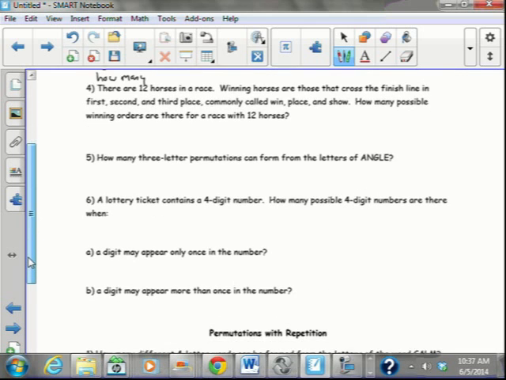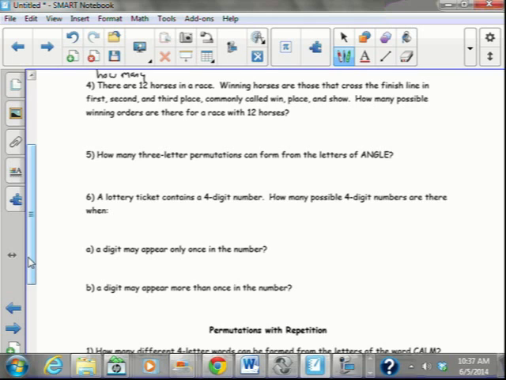All right. So there are 12 horses in a race. Winning horses are those that cross the finish line in first, second, and third place, commonly called win, place, and show. How many possible winning orders are there for a race with 12 horses? Same type of thing. So you have 12P3. That's 12 times 11 times 10. You have 12 options for the first one. Once that's taken, there's 11 left. Then there's 10 left after that. So there are 1,320 orders that could be. Crazy.